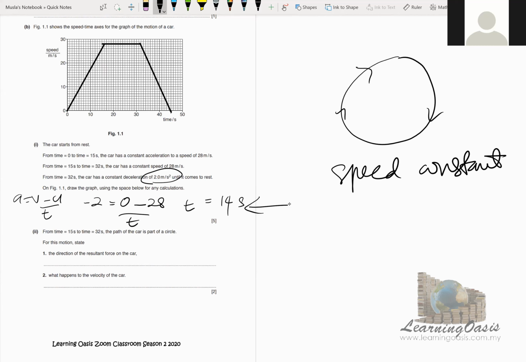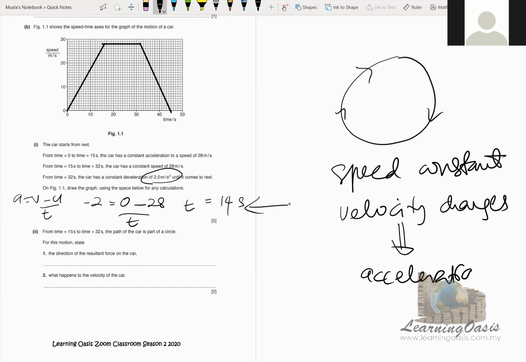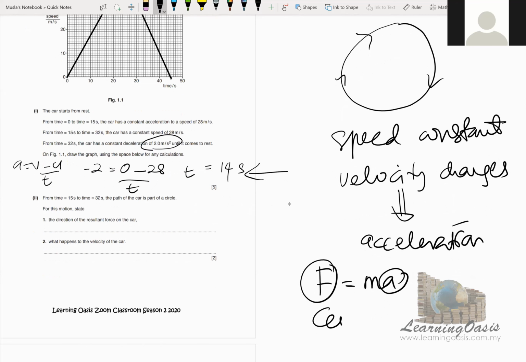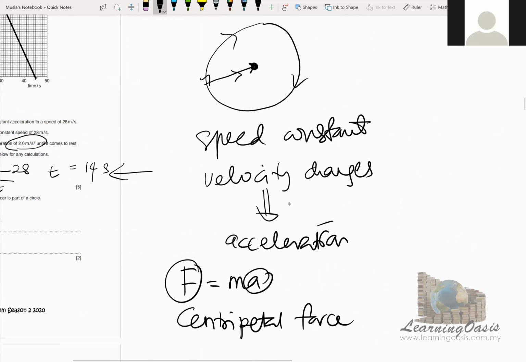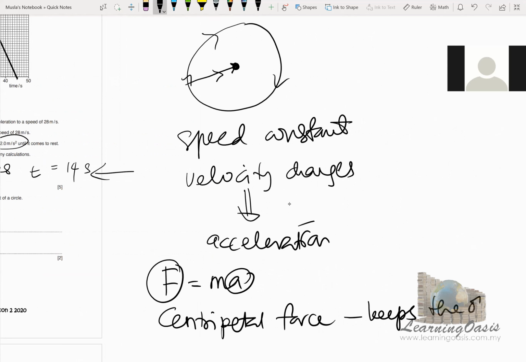But direction changes. So as direction changes, there'll be a change in velocity. As there is a change in velocity, it will be acceleration. And when there is an acceleration, there'll be a force because you have ma. And this force is what you call centripetal force. The direction of the force is inwards towards the center of the circle, and the effect of this force is that it keeps the object in circular motion.